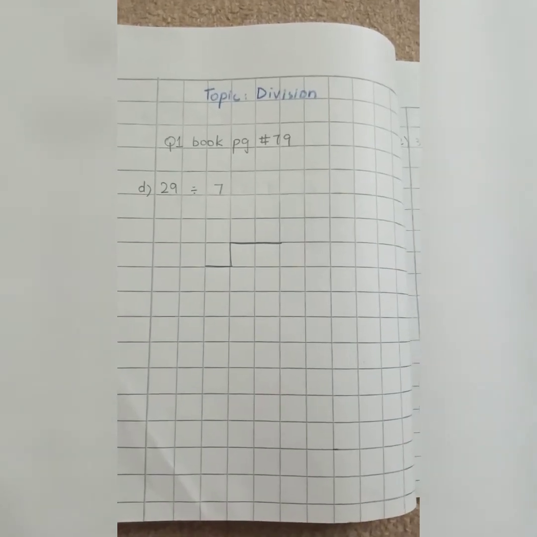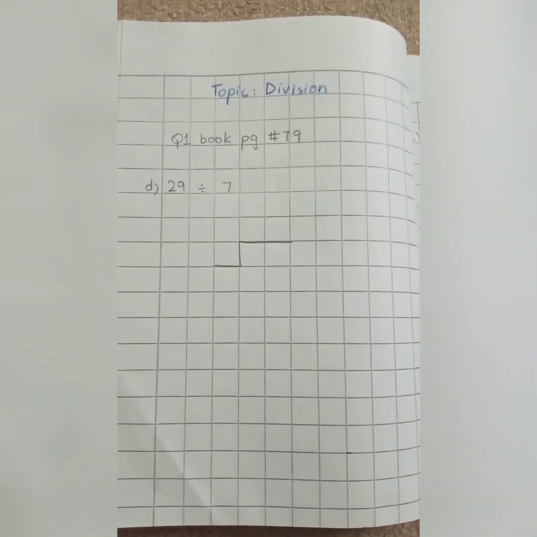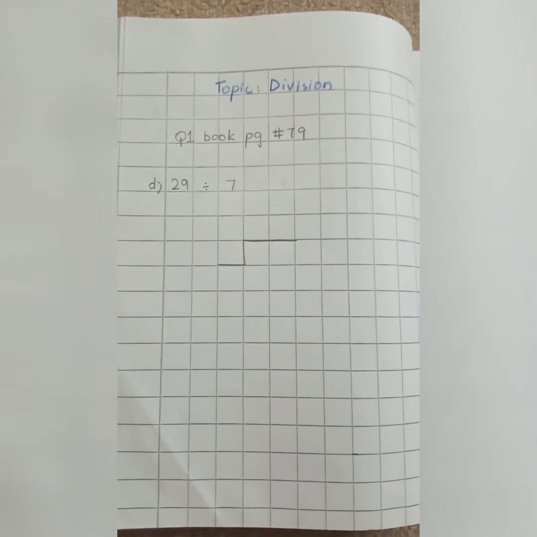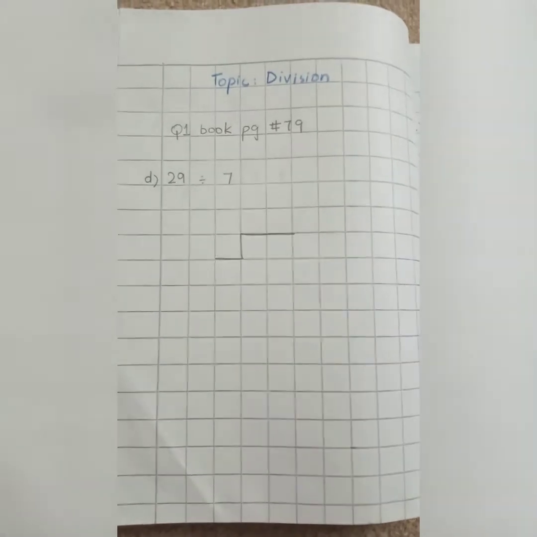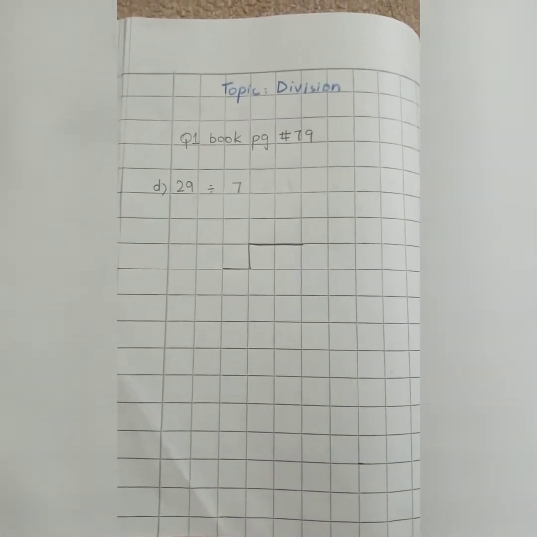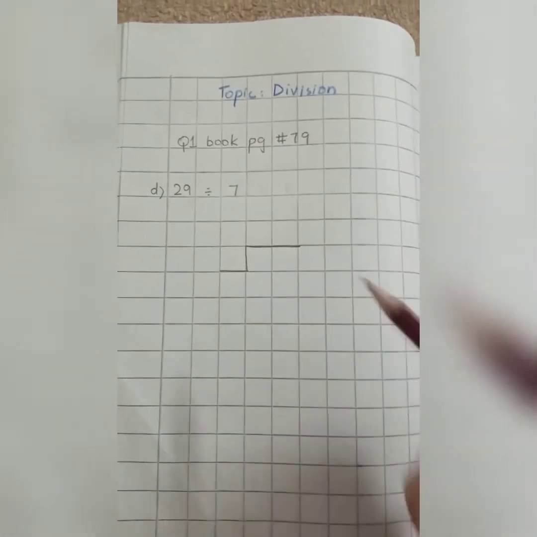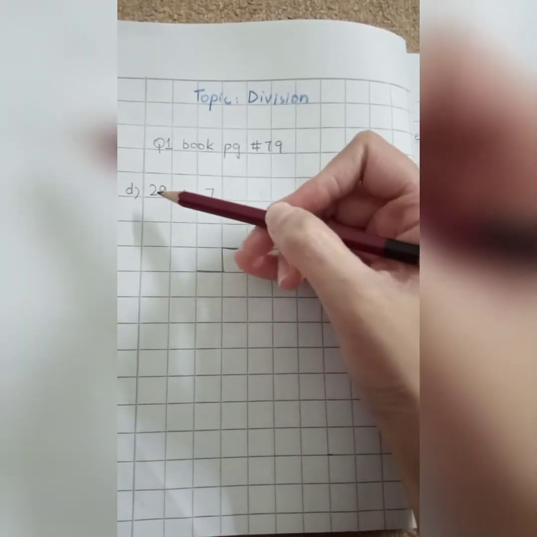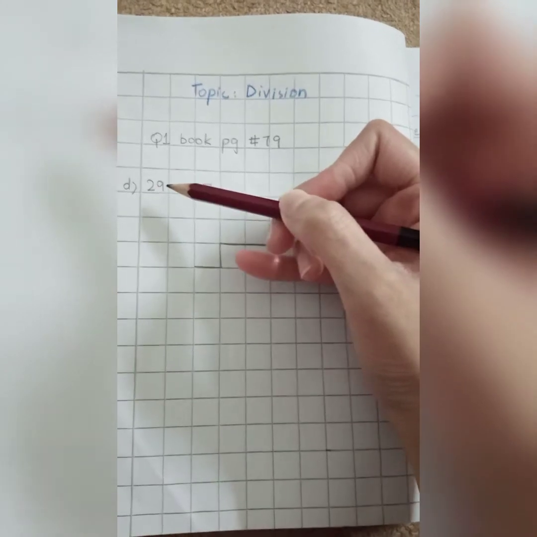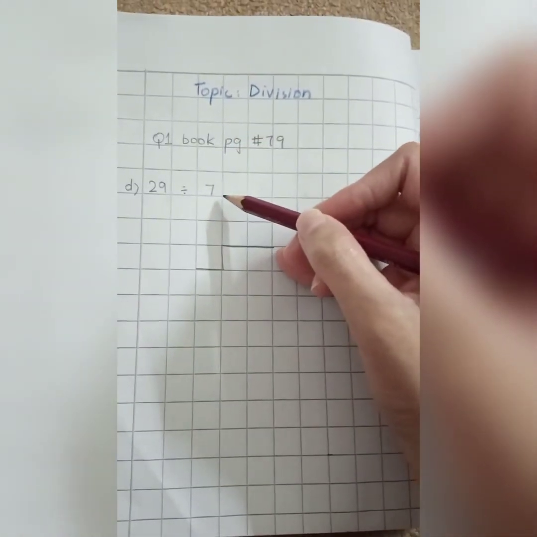Now students, we are going to solve part D of question number 1, which is given on page number 79 of your mathematics book. Have a look at this question. In this question we have to divide 29 by 7. You can see the division sign here. We have to divide a bigger number, that is 29, by a smaller number, that is 7.